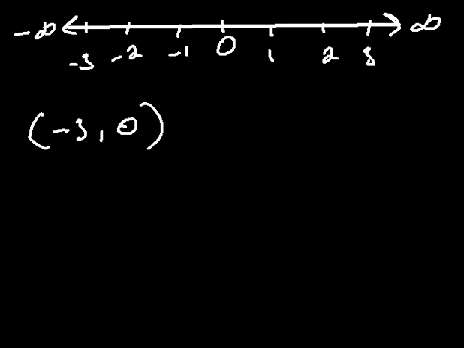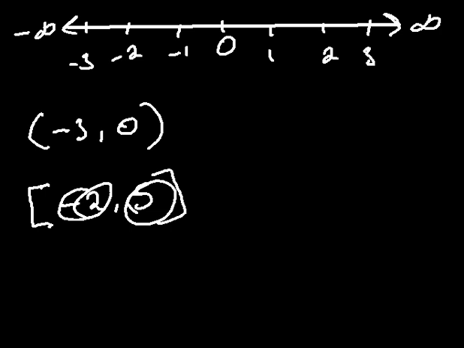This is a typical example of a bounded interval because it starts somewhere and ends somewhere, which is from -3 to 0. But since these are open brackets, it means -3 and 0 are not part of the interval. And what if we have cross brackets, say -2 to 5? As you can see, the brackets are cross brackets, and what it means is that -2 and 5 are part of the interval.